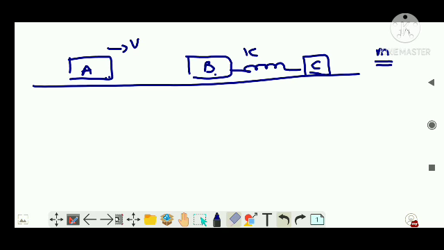Okay, there are three blocks. Each of them has equal mass, let's say M. Out of this, A is moving with velocity v and it is undergoing elastic collision with B. Now the question asked is, what is the maximum compression in the spring? Second, find the kinetic energy of the system when the spring is under maximum compression. I am repeating the question: what is the maximum compression of the spring, and what is the kinetic energy of the system when the spring is under maximum compression? This much clear?